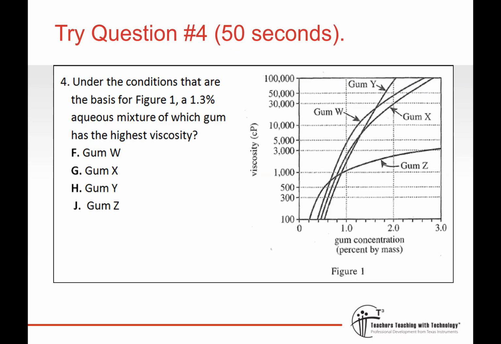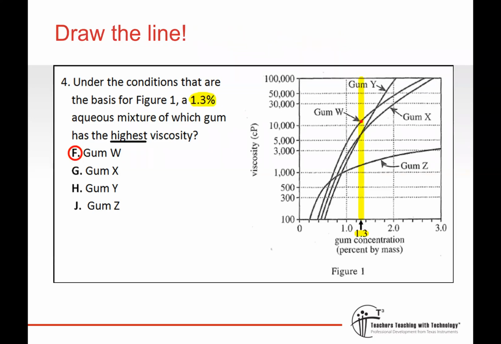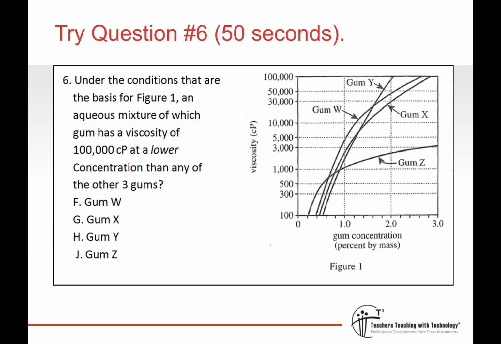Okay, so for this one, we have to find 1.3%, which is about right there. It's counting by 2/10 every time. So it's between 1.2 and 1.4, but which has the highest viscosity? Well, I'm looking at that, and the highest one on that graph is gum W. So it'd be letter F. Okay, let's try another one on this. This one, take 30 seconds on it.